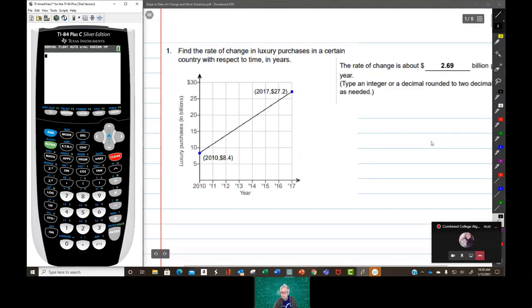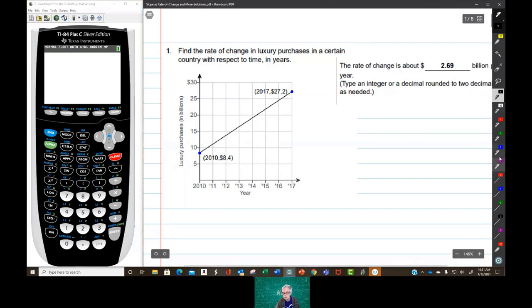So today's going to be a real college algebra day. We're going to take a slightly more advanced look at just about everything. So the first thing we're going to do is find the rate of change in luxury purchases in a certain country with respect to time in years. Now, anytime you see the words rate of change, that means slope.